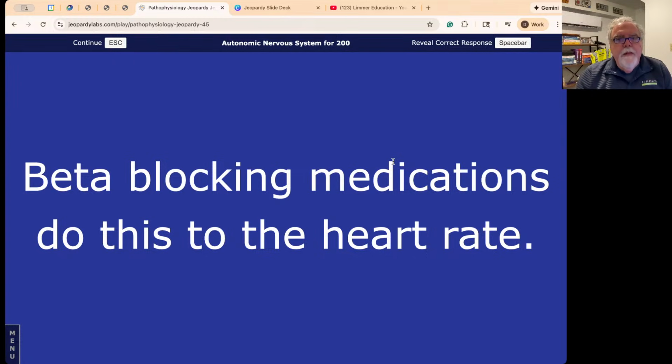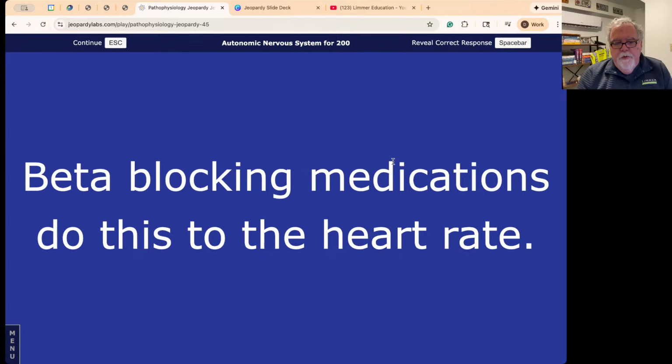On this one, beta blocking medications do this to the heart rate. I'll give you a little hint as we go through. This one is a 100 or 200 kind of thing, autonomic nervous system for 200. And it seems like we're getting pretty good answers here. And the beta blocking medications usually end in -olol, atenolol or metoprolol.